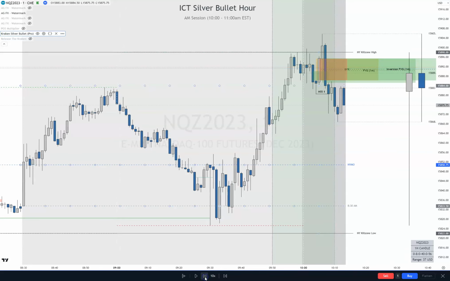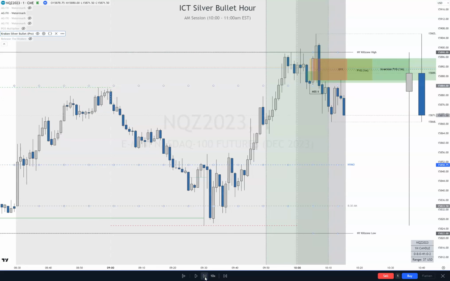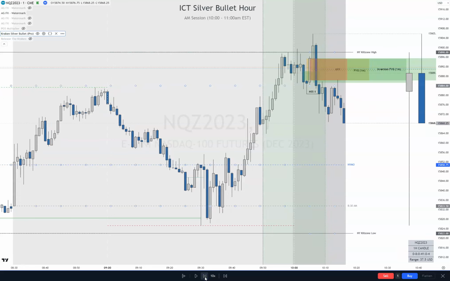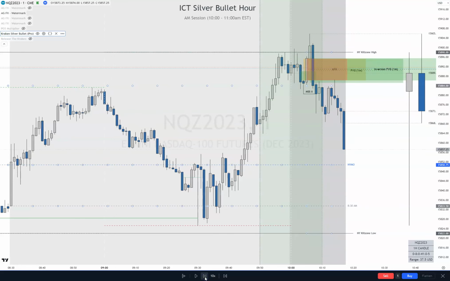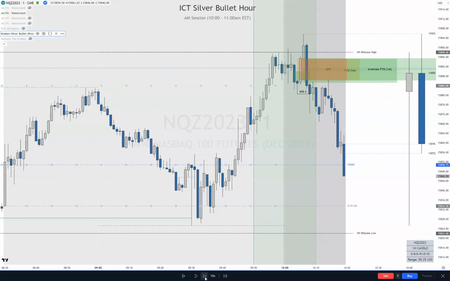And I'm looking for it to go into it. That kind of did, but didn't. I wouldn't have taken that. I would need it to go a little bit more. And that could have been our entry. We probably missed it.